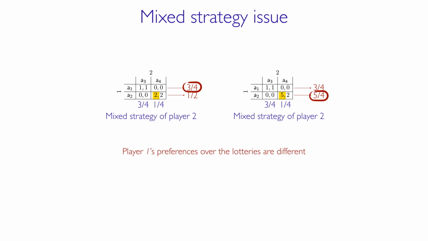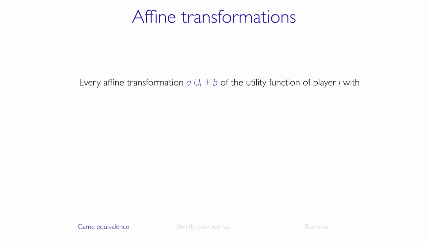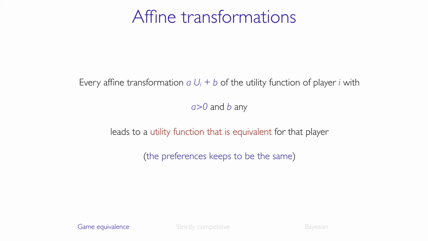We ask when we have this equivalence between utility functions, in the case the players can reason in mixed strategies. We have that every affine transformation of the utility function of a player, where the parameter A is strictly positive, leads to a utility function that is equivalent for that player. That is, the equivalence is possible only when an affine transformation is applied with A strictly positive. Notice that, given a game, we can apply different affine transformations to each player, obtaining thus a game that is equivalent to the original one.